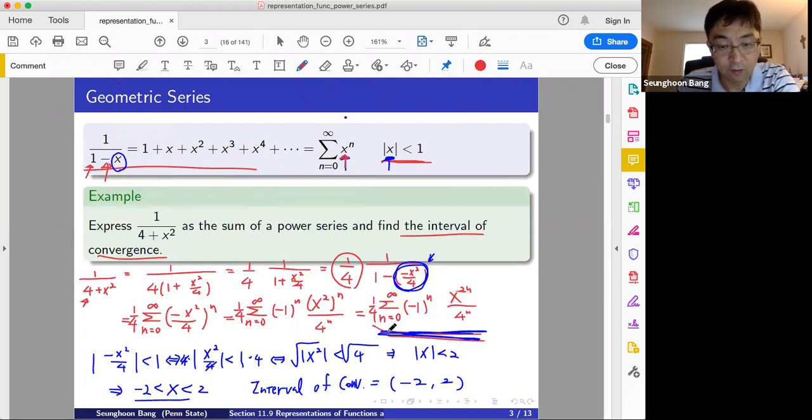Next, the 4 is going inside. Same as the summation n equals 0 to infinity, minus 1 to the power n, x to the 2n over 4 to the n plus 1. So like this. This is your final answer. So really be careful. Always keep the coefficient 1 over 4.